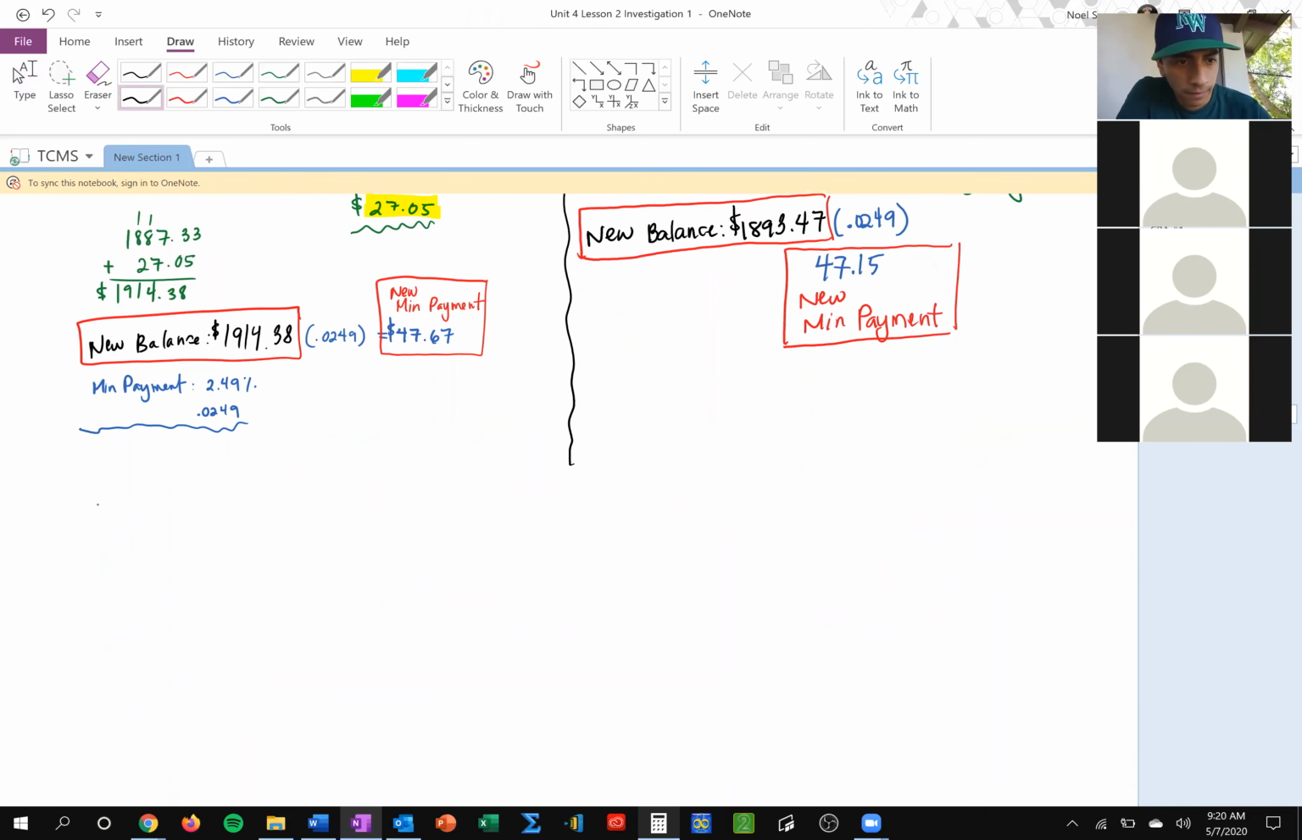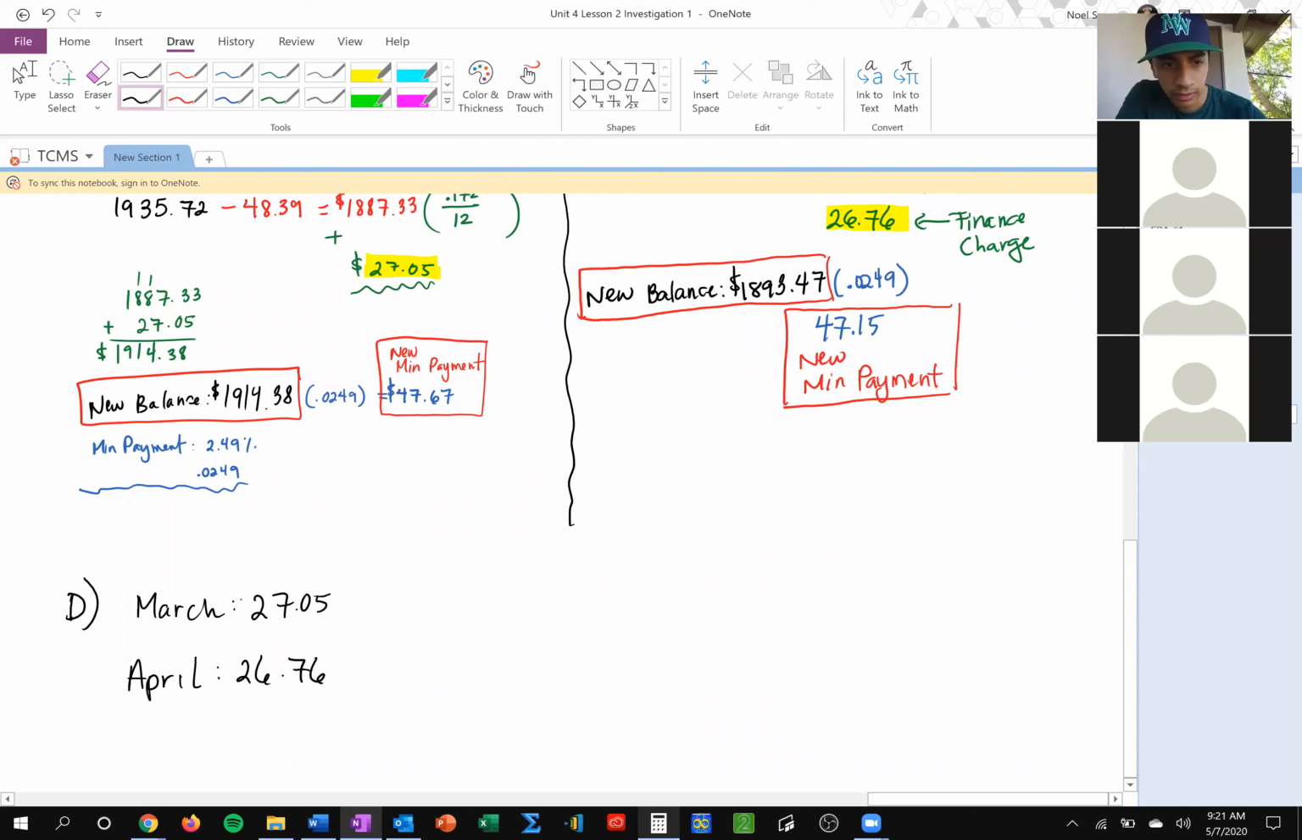This would be for part D here. So for the month of March, a finance charge of 27.05. For the month of April, we saw a reduction in the finance charge down to 26.76. Okay, so that's good.